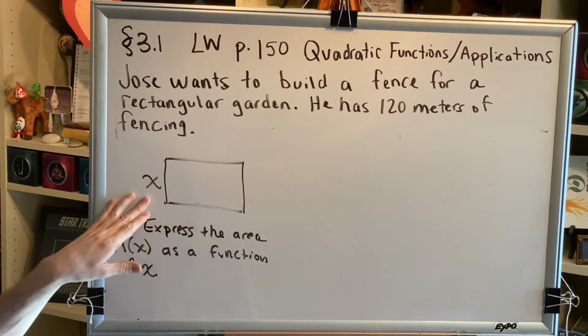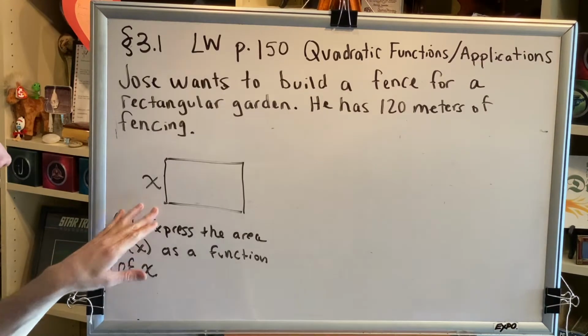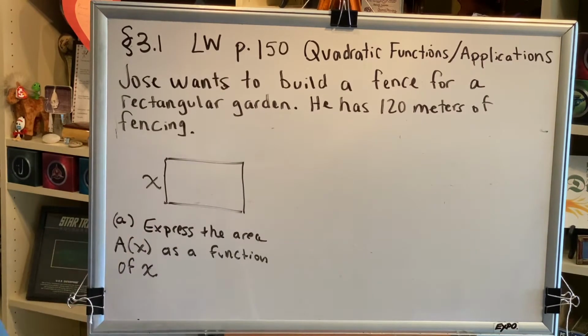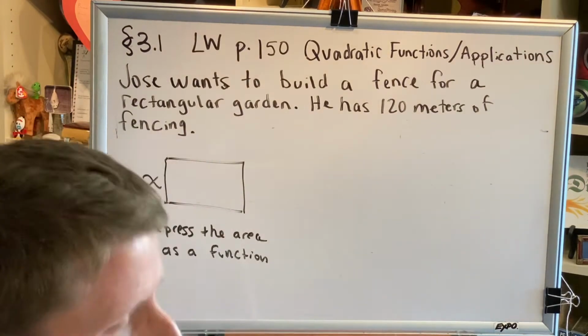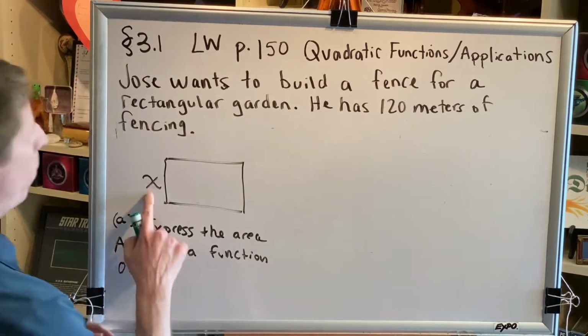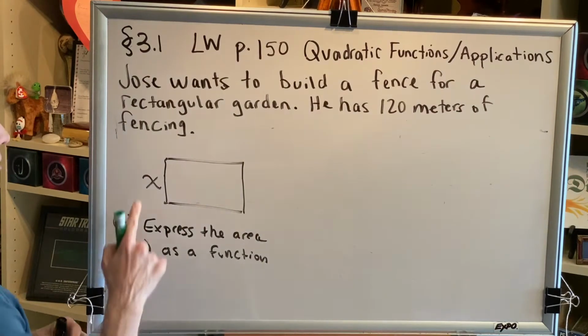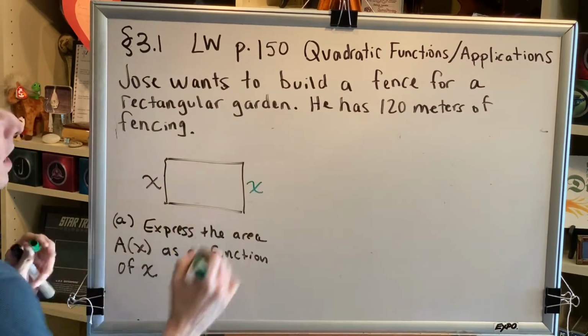What I've drawn here is a top-down view of the rectangle. We're told that this side of the rectangle is x, and we're asked to express the area, A of x, of the rectangle as a function of x. Let's see if we can achieve this together. One of the things that makes a rectangle is that opposing lengths have the same measure. So if this is x, then this will also be x.